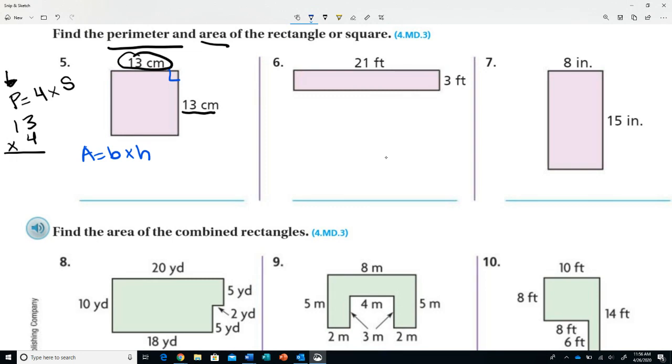So I'm going to call my 13 on the top my base, and I'm going to call my 13 on the side my height. So in order to find this square's area, I need to do 13 times 13. So in a little bit of workspace over here, I'm going to say 13 times 13, and then I'm going to do the multiplication. So make sure that you don't forget any of your multiplication rules for 2-digit by 2-digit multiplication. This one's not too bad.